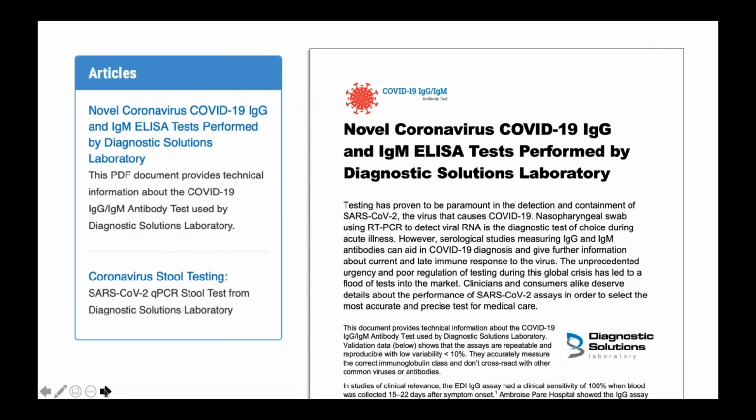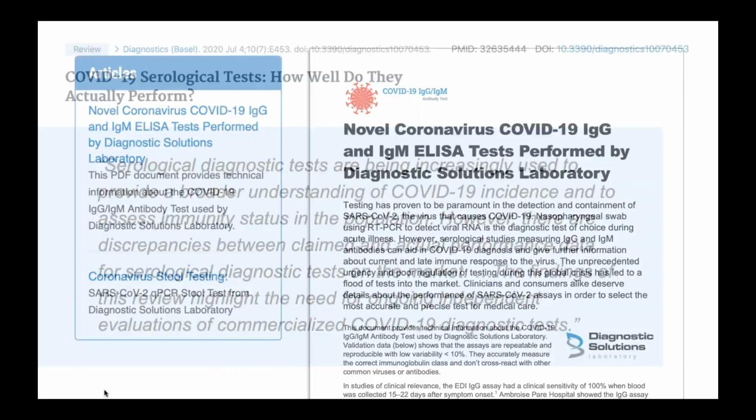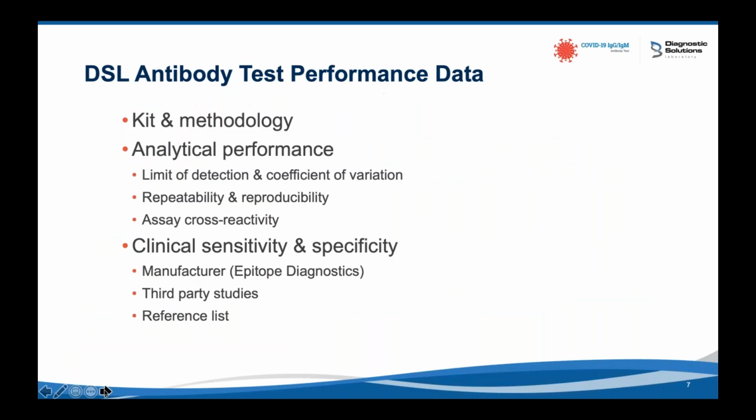You can get more information about our testing on our website. If you go to the COVID antibody testing section, you'll see a sidebar for articles on our tests, and there's one in particular that covers the technical details related to our test. This article is titled Novel Coronavirus COVID-19 IgG and IgM ELISA Tests Performed by Diagnostic Solutions Lab. In that resource, which is a downloadable PDF, we have all the information related to various things, and I'll cover that in a second.